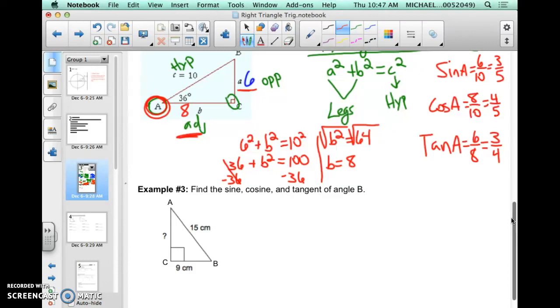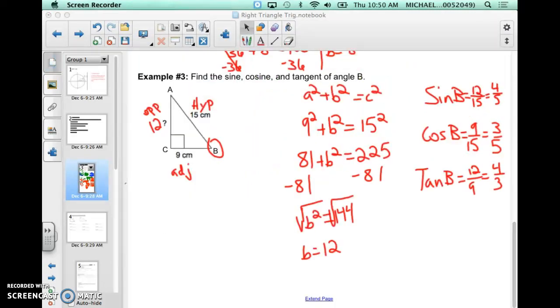If you notice one of the sides is unknown, you have to determine, is that a leg or is that the hypotenuse, and then fill in your a squared plus b squared equals c squared accordingly, solving for the unknown side before you find the trig ratios of angle B. So go ahead and pause the video and try that.